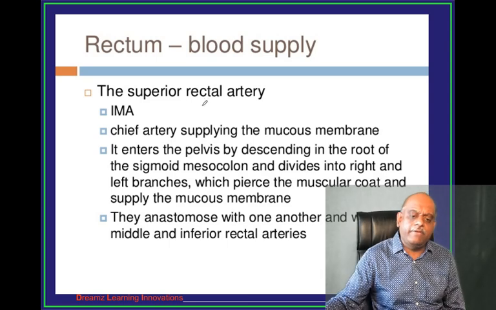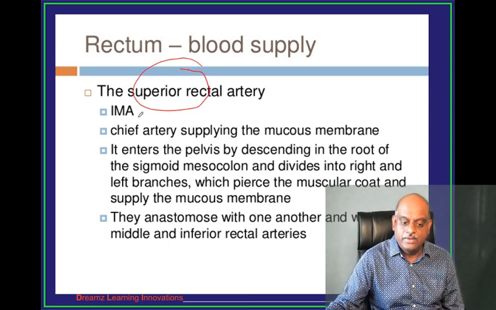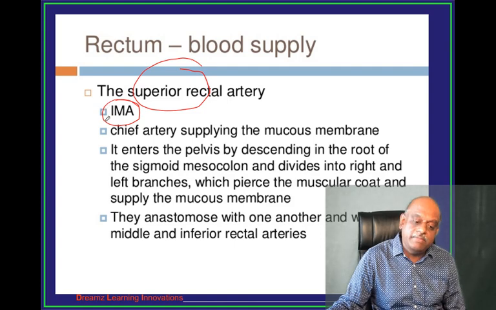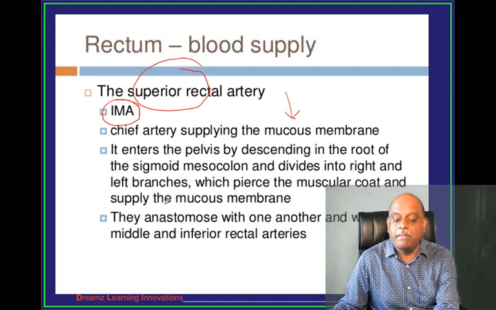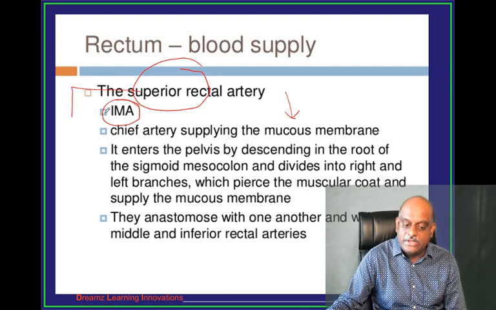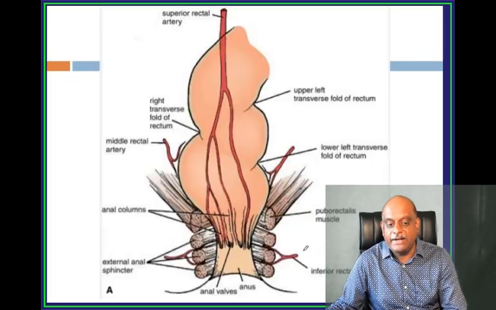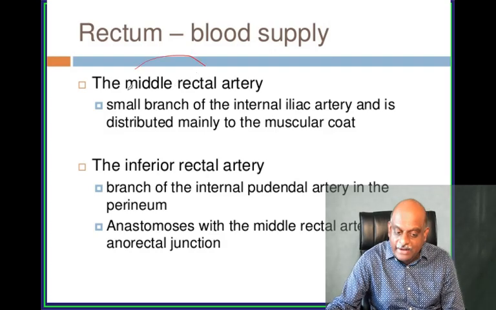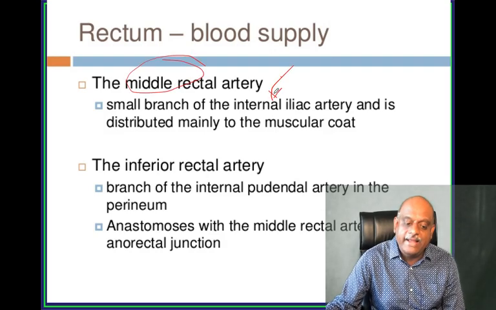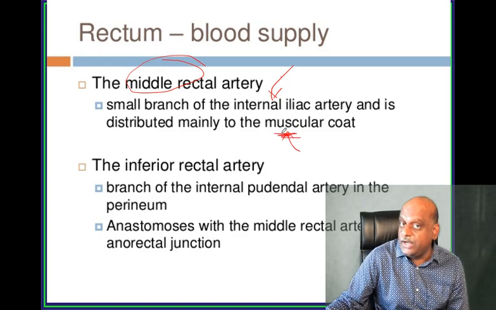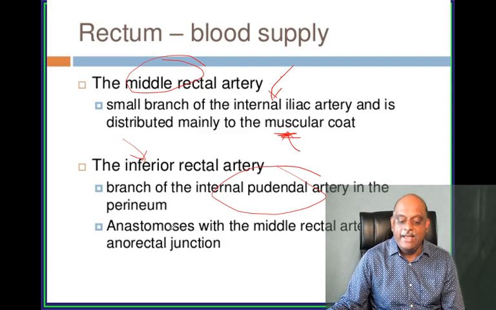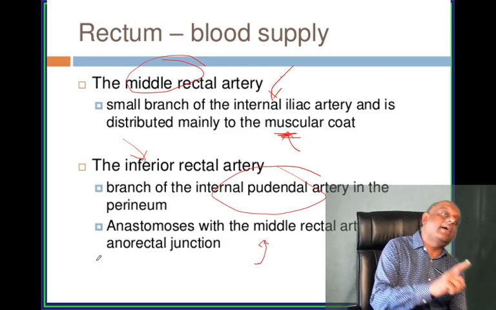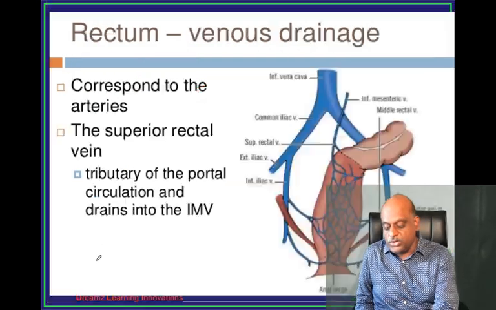Then what is the blood supply of rectum? Superior rectal artery, branch of inferior mesenteric artery. It supplies the mucous membrane, is what you need to remember. And this superior rectal artery will come down and anastomose with middle and inferior rectal arteries. Then the middle rectal artery is a branch of the internal iliac artery and it mainly supplies muscular coat. Inferior rectal artery is a branch of internal pudendal artery and it anastomoses with the middle rectal artery at the anorectal junction. That's what you should remember.